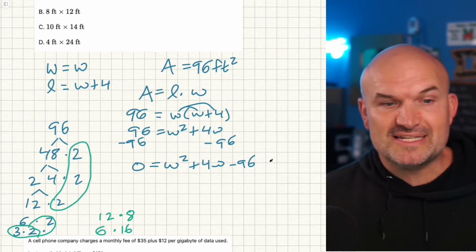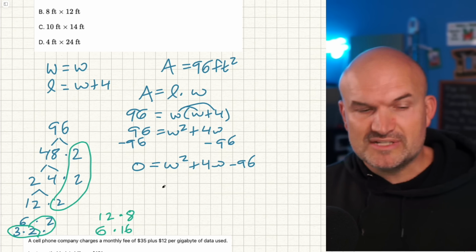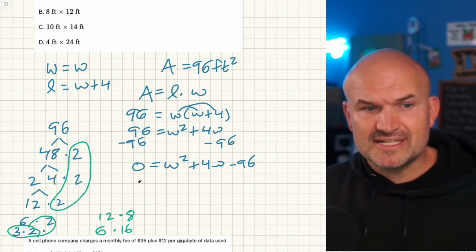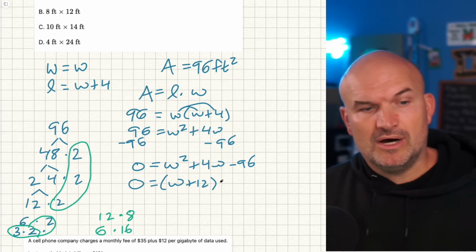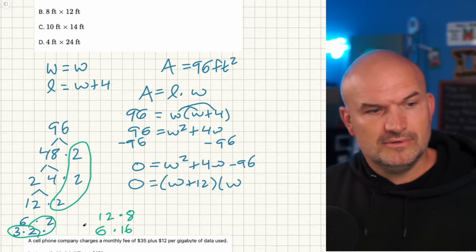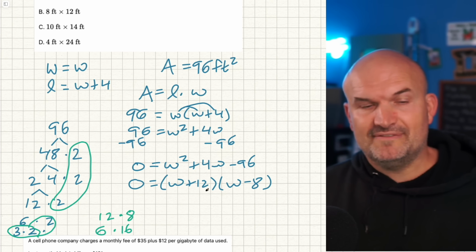Now again, one has to be positive, one has to be negative. They have to add to give me a positive 4. So therefore a positive 12 would be my factor. So 0 equals W plus 12 times W minus 8. Okay, that factors in there.